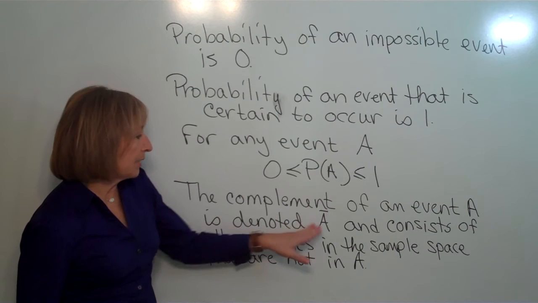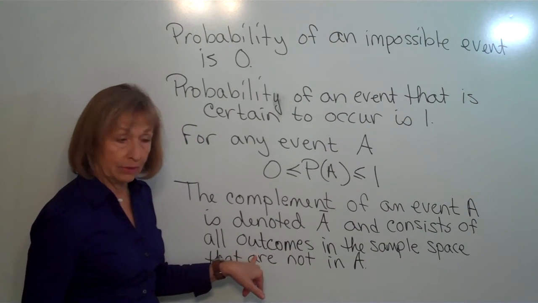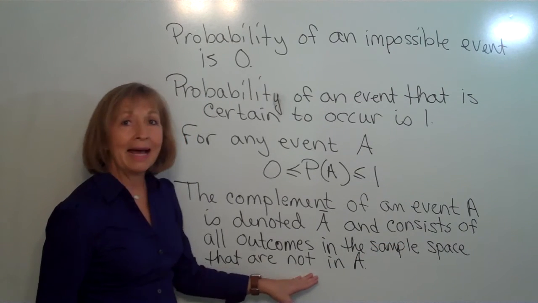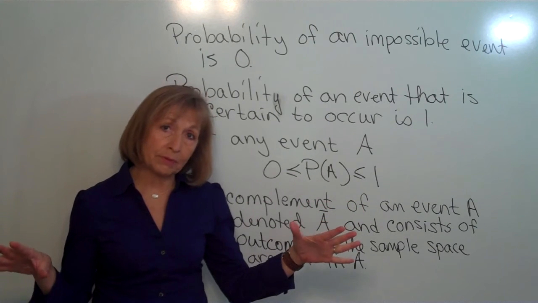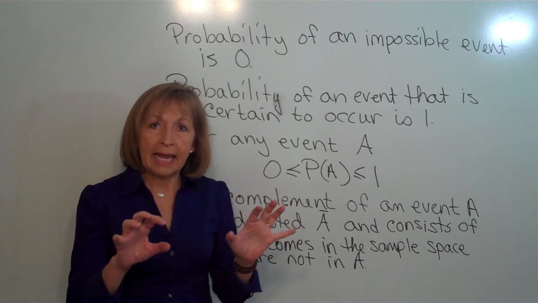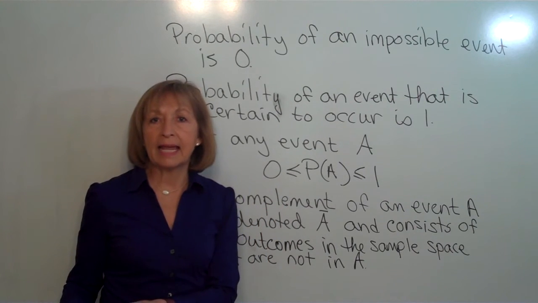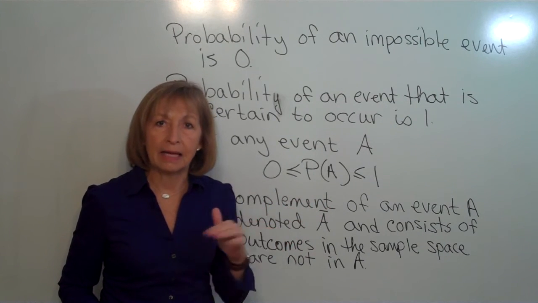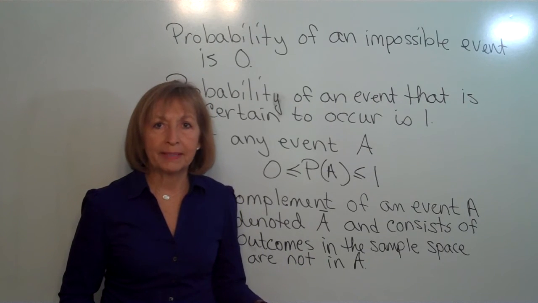So it's denoted A complement, and it consists of all the outcomes in the sample space that are not in A. So when you have your whole sample space, you look for a complement by saying, well, what is the set that makes up the event A? Then everything left over in the sample space after those are taken out, that's your A complement.